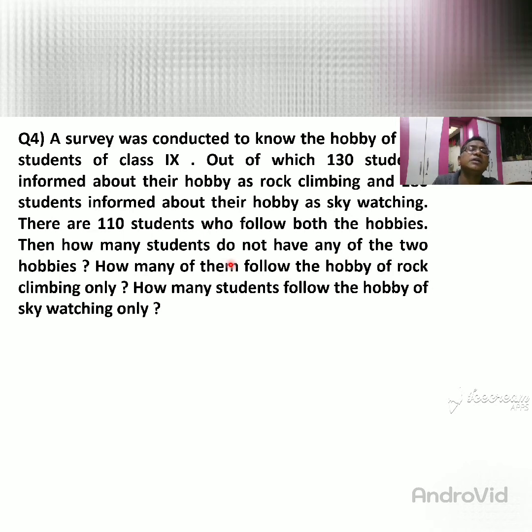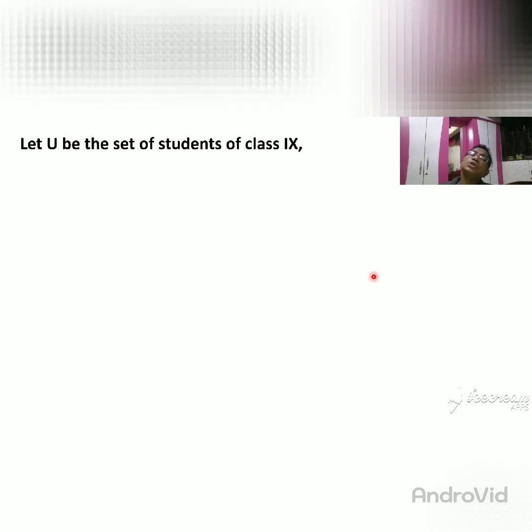The second question they asked is how many of them follow the hobby of rock climbing, purely rock climbing, and how many like sky watching. So there are three questions asked, and you must find out the answers. So first, we consider U, what is it?